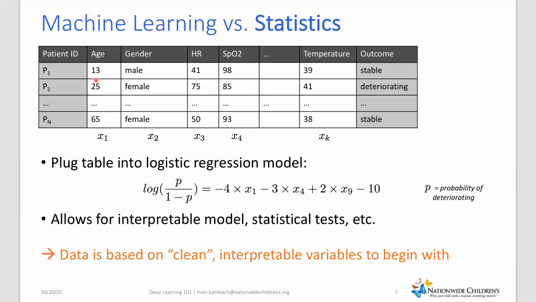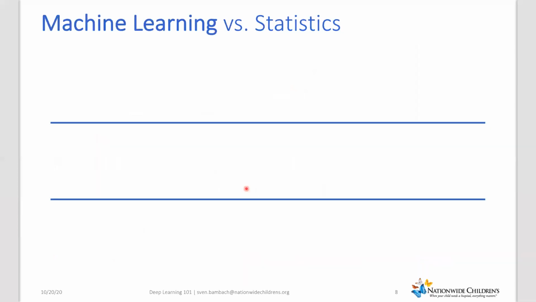You know what patient age is, you know that is a number and you know how to interpret that number. You know what the heart rate is, you know what temperature is, and you know what it means. So if you have a model that you can associate to these variables, it's a nice model that you can understand and that makes sense to you. For machine learning, this is usually not the case, right?